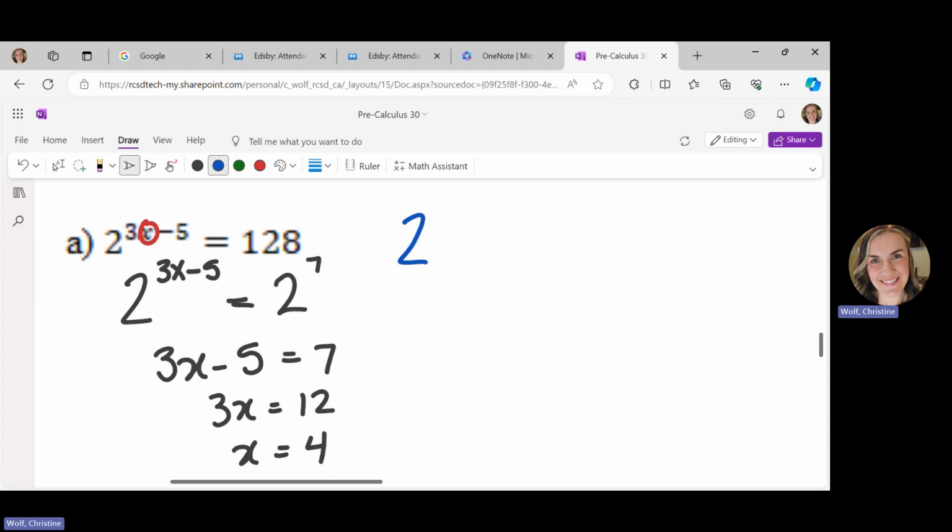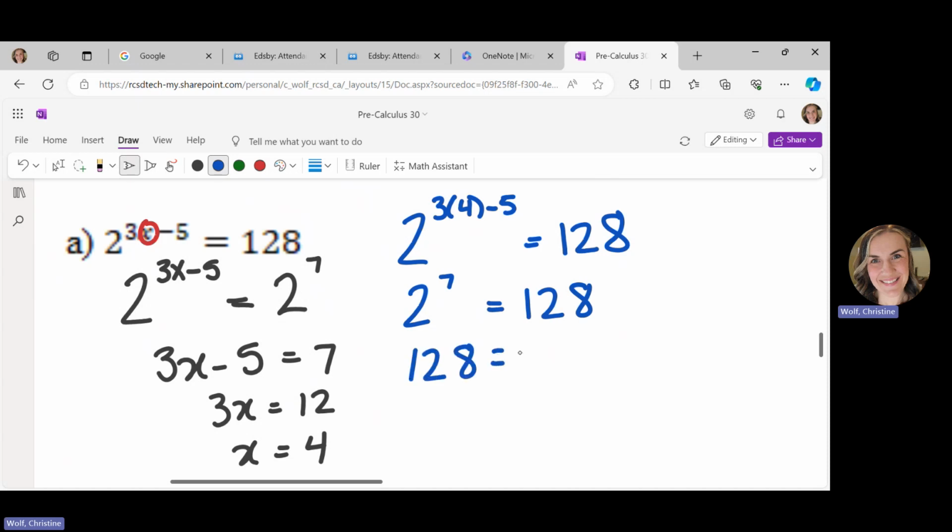So it's 2 to the power of 3 times 4 minus 5 equals 128. And you check that that's true. This becomes 2 to the 7, right? Because 3 times 4 is 12, minus 5 is 7. And you check, yes, for sure, 128 equals 128. Okay, that's easy marks tomorrow.